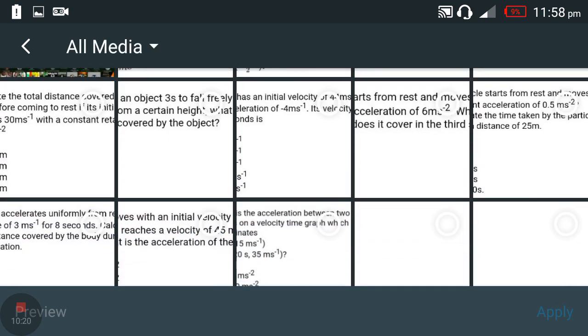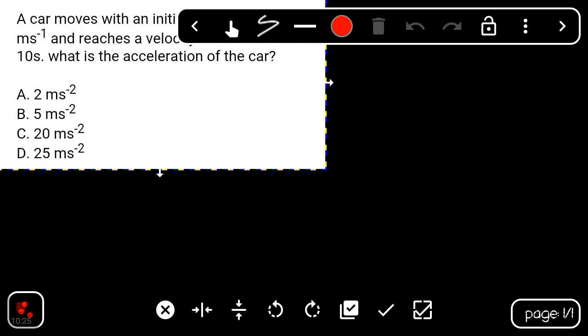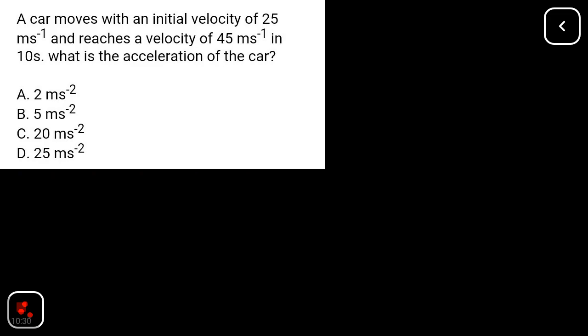So here we're going to enter our real topic I want to discuss here. Let's say a car moves with an initial velocity, u, of 25. I'm not going to be writing the unit, because it will stress me, so I'm just going to skip them. 25 meter per second. When I need to convert, I'll convert.